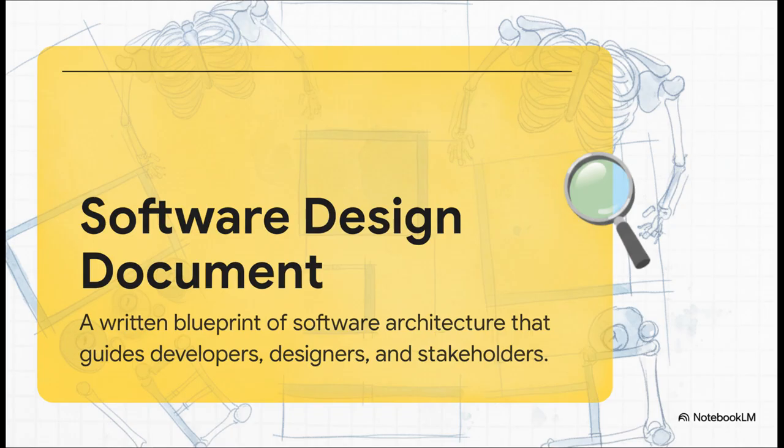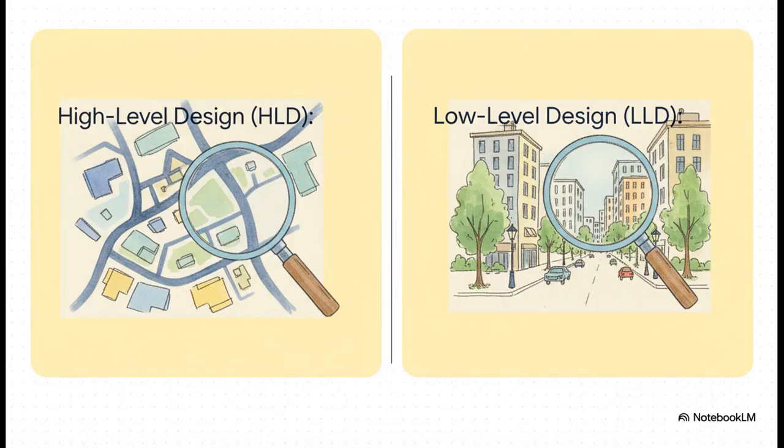Everyone looks at this document to know exactly what's being built and how. And inside that documentation, you're usually going to have two different levels of detail. Think of the high-level design, the HLD, as the big city map. It shows you the main neighborhoods, the major highways connecting them, the overall flow.